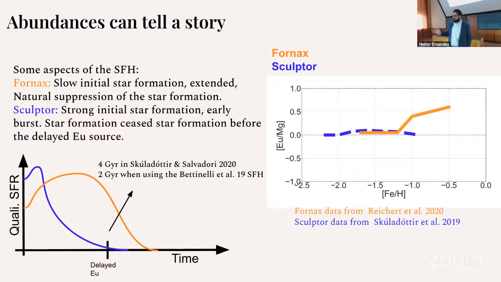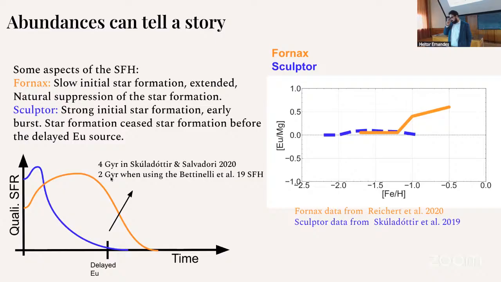pollute the interstellar medium with the elements, and stars to form from this material for us to see a star with higher europium over magnesium. So likely, we didn't have enough time for this behavior to be shown in Sculptor. So then in 2020, Escudero and colleagues put a marker here. We need a source that adds europium after 4 gigayears, because that's when the Sculptor dies, basically. It stops forming stars, it quenched.